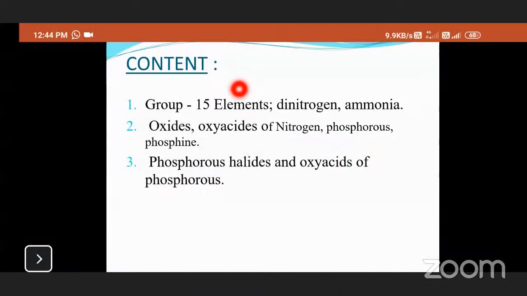Okay, so in this chapter, we will discuss the 15th group elements: dinitrogen, ammonia. Second one is oxides and oxyacids of nitrogen, phosphorus, as well as phosphines, along with the phosphorus halides and oxyacids of phosphorus. So this is the content about the 15th group elements, right?